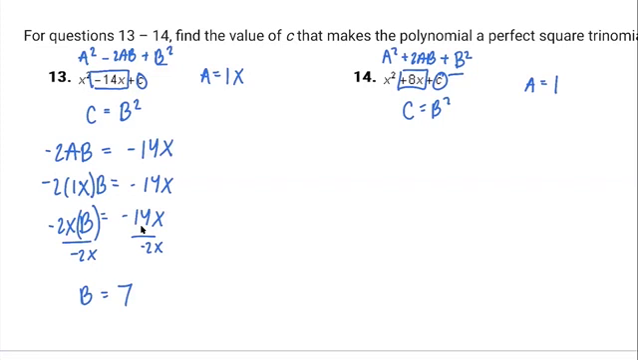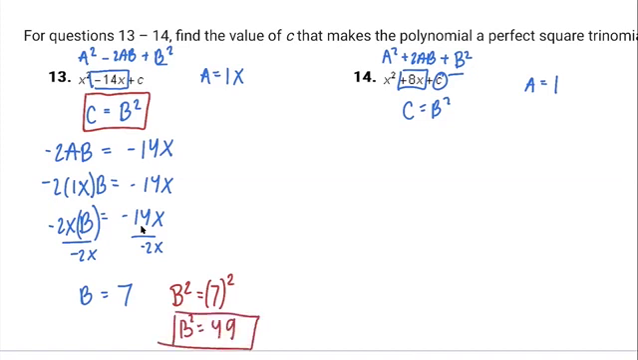Now this is where you've got to be super careful. We're looking for c, and c is not b by itself. c is b squared. So when we do the final step here, b squared is equal to 7 squared, so b squared is equal to 49.